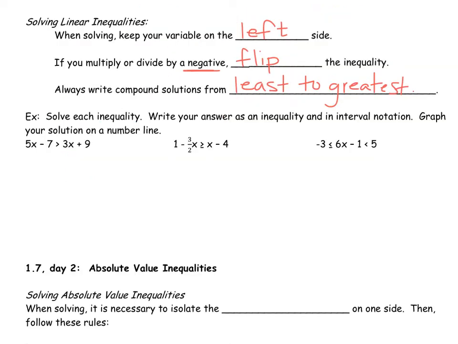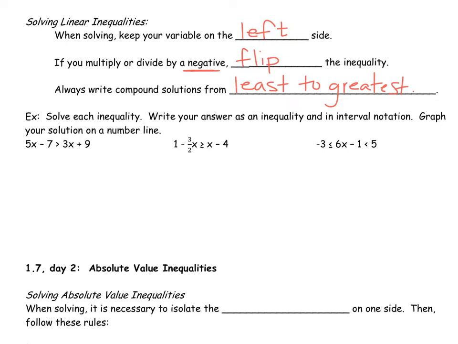When solving linear inequalities, keep these things in mind. Keep your variable on the left side. That way, the direction of your inequality, the direction of that arrow, will always match on your number line. They'll always go in that same direction. If you ever multiply or divide by a negative number, flip the direction of the inequality. And last but not least, always write compound solutions from least to greatest.